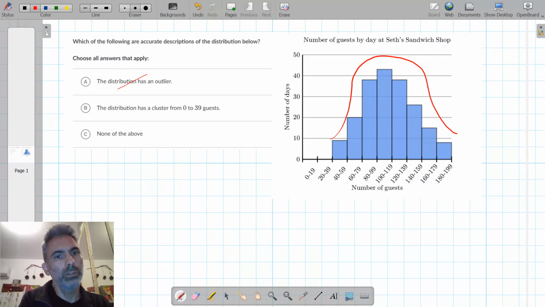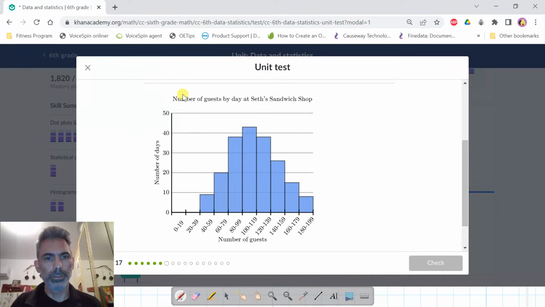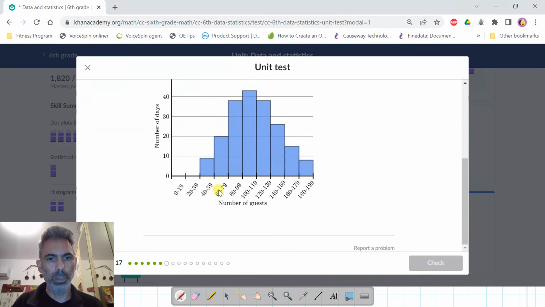The distribution has a cluster from 0 to 39 guests. Here, this is a gap where there are no data points. So this is not correct as well. None of the above.